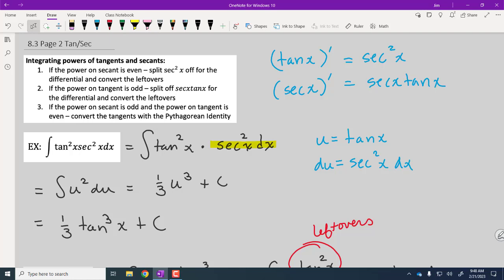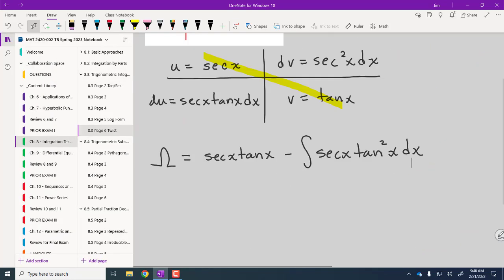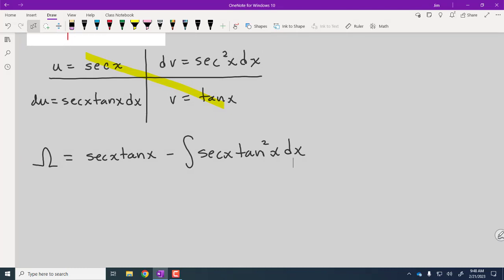Now if neither is true, so if secant is odd and tangent is even, we're going to convert the tangents with the Pythagorean theorem. So that's the case we are in here. Secant is not to an even power, so we can't pull off secant squared. Tangent is not to an odd power, so we can't pull off secant-tangent. So all we can do is go to the Pythagorean theorem. We can't convert secant because it's not to an even power, right? Pythagorean theorem has a bunch of squares. So that thing right there can be converted with the Pythagorean theorem.